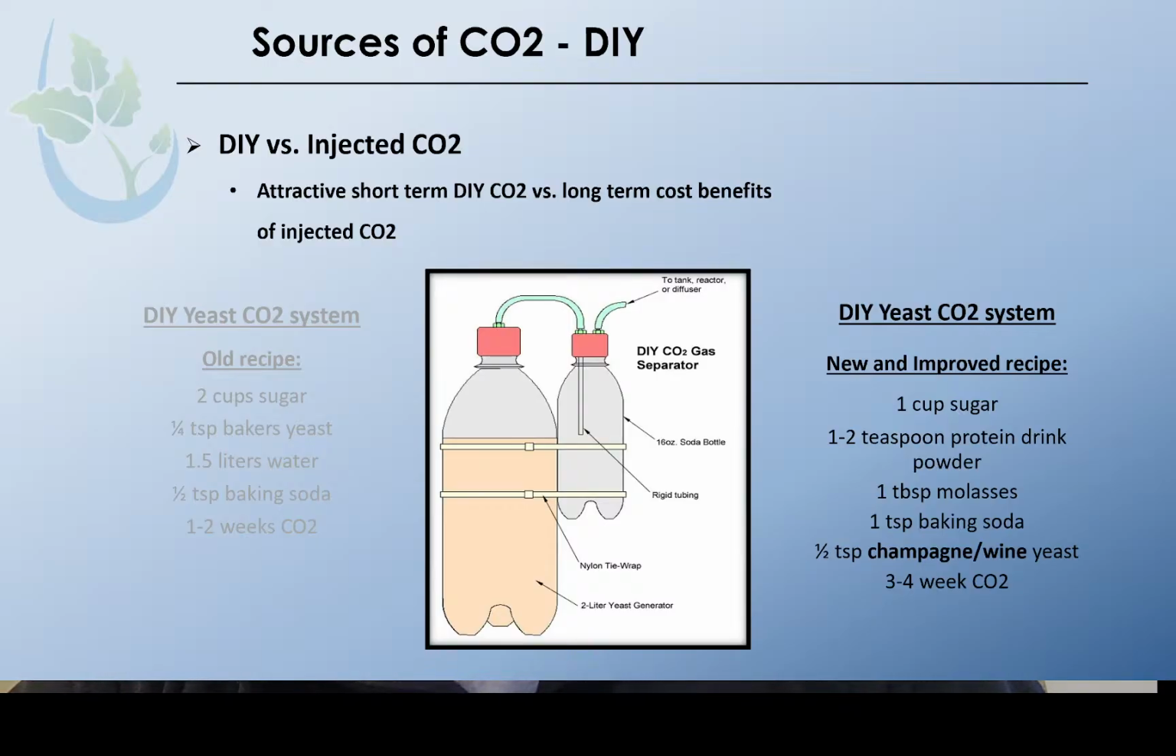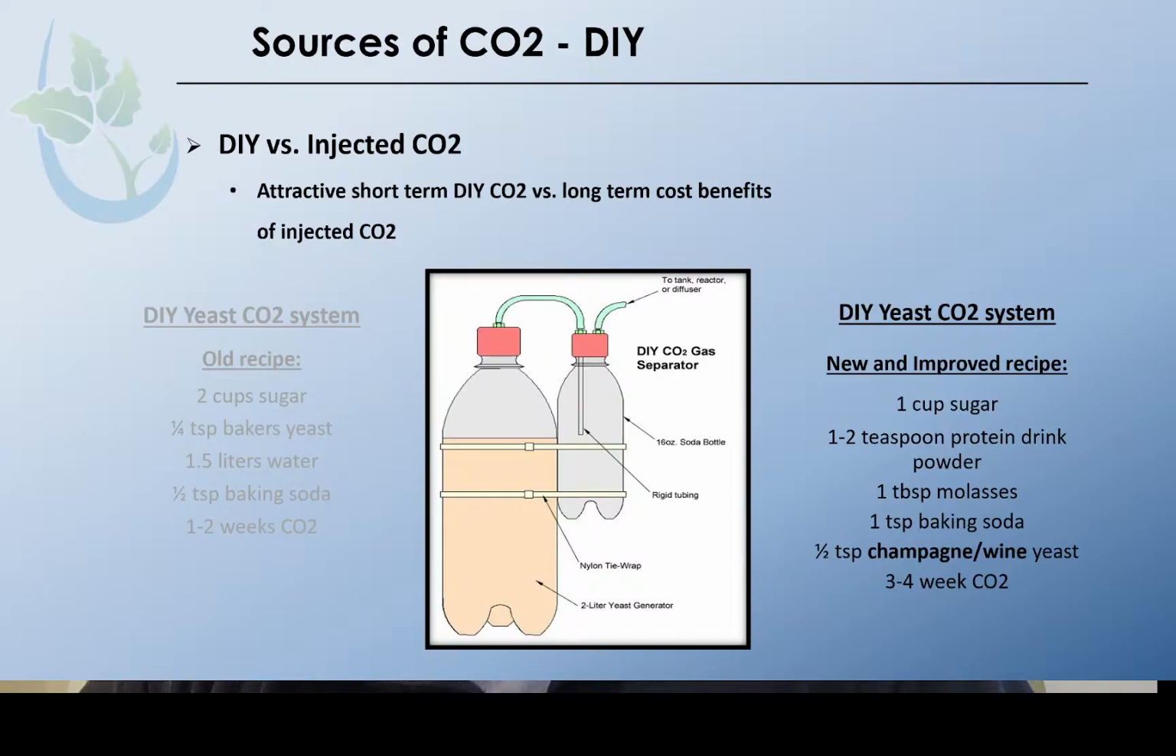Protein, she uses a protein mix, and that's actually pretty critical. Yeast, they're functioning, living cells, and they need protein to keep producing. So she adds protein mix. Molasses has a bunch of amino acids, and then she uses baking soda to kind of get the pH.